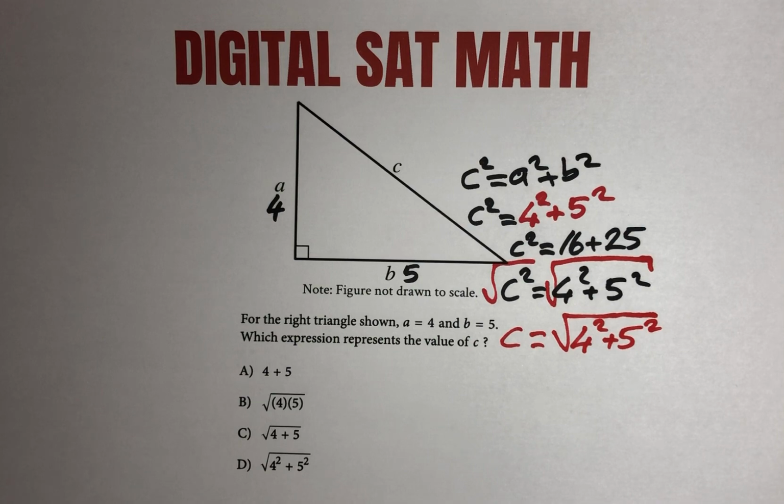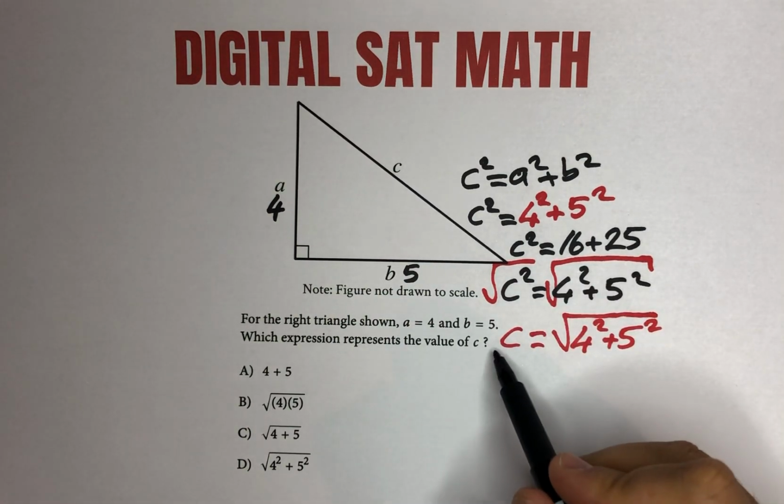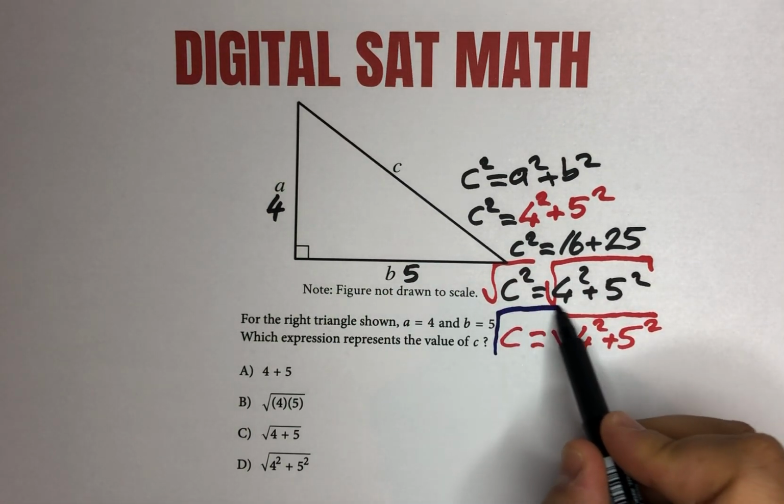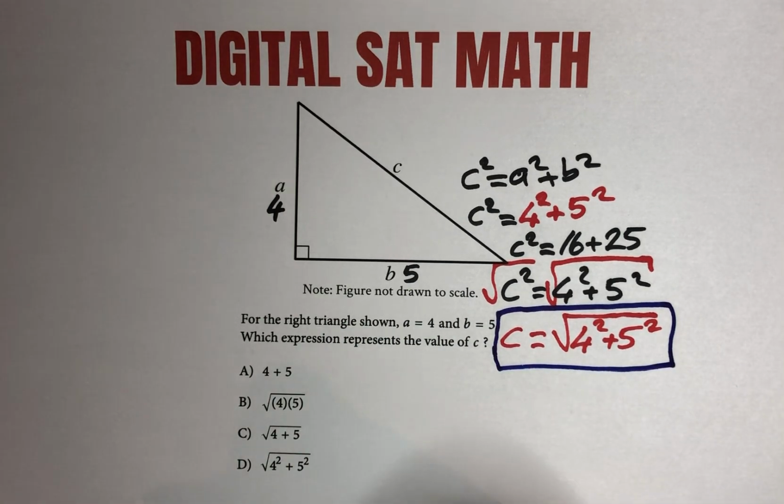They want you to find the value in this format, so you don't have to go ahead and say that this is going to be the square root of 41. So the right choice for this problem is D in this case.